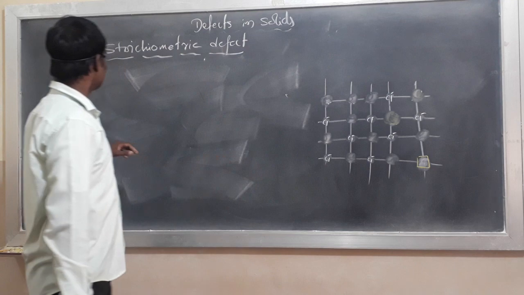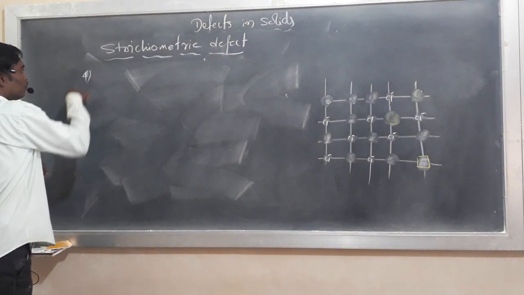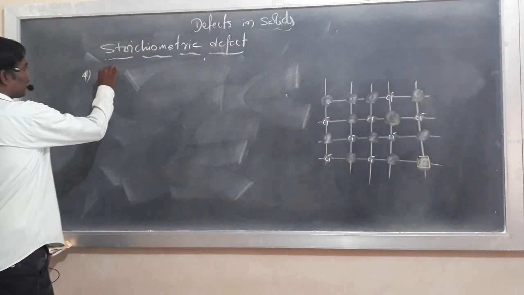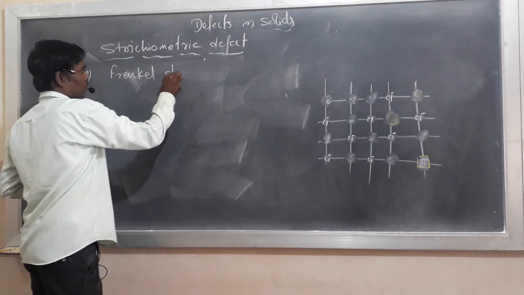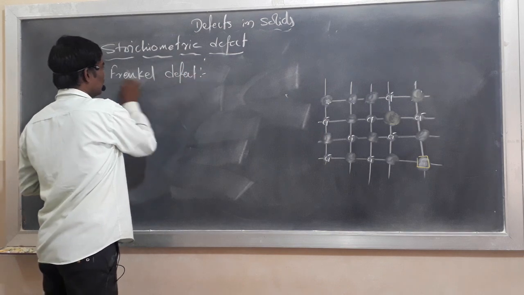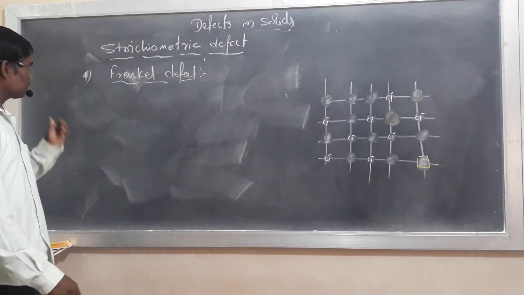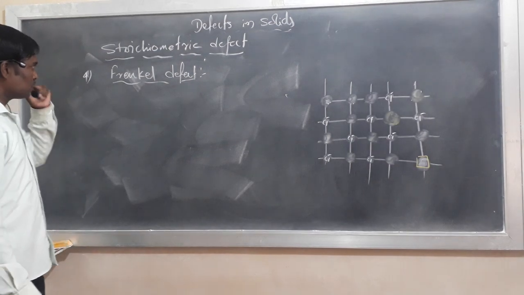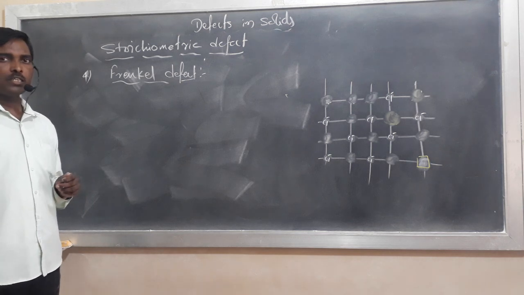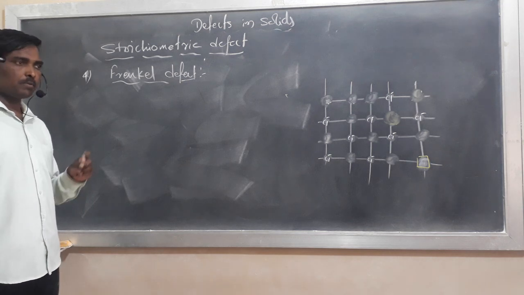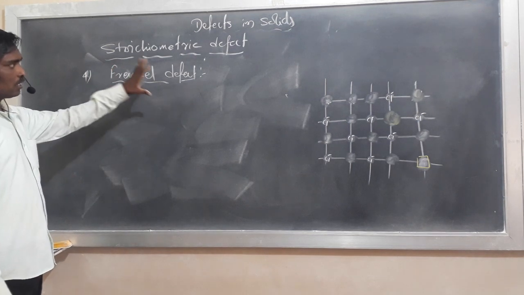Next students, another type of the stoichiometric defects is the fourth one, Frenkel defect. This defect is exactly the same as the interstitial defects. In interstitial defects, some of the atoms occupy an interstitial site, or they are present at the empty space present between the two rows. In Frenkel defect it is also the same.